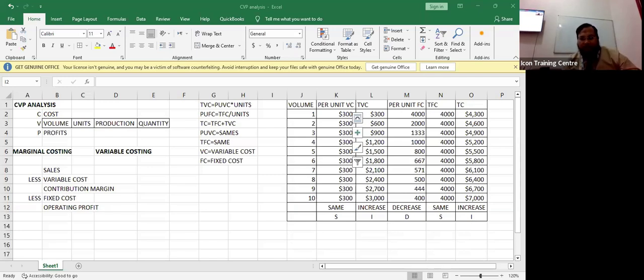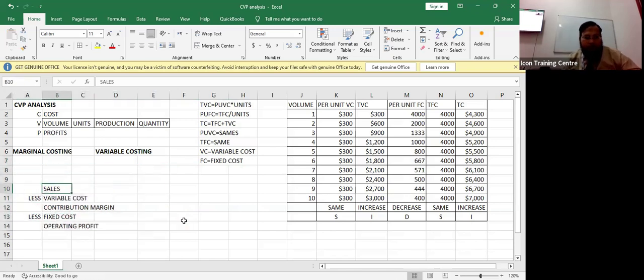Now, brothers and sisters, come back to this question, right? So let's suppose here I will write units, and here I will write per unit dollar, and here I will write total dollar, right? Okay, right? So sales, assume we produce 10,000 units.